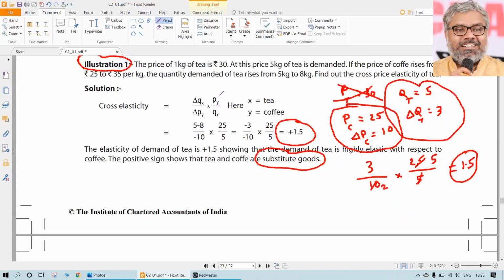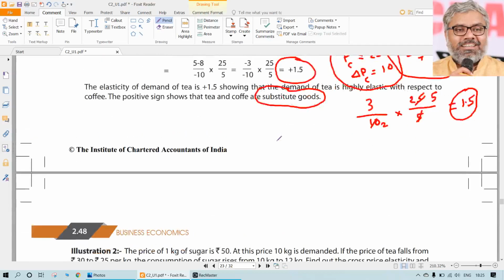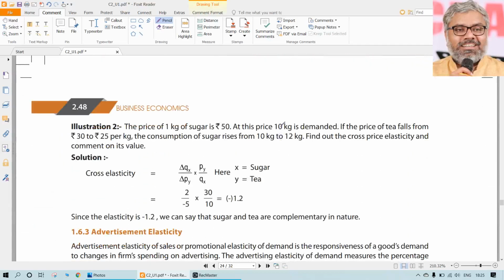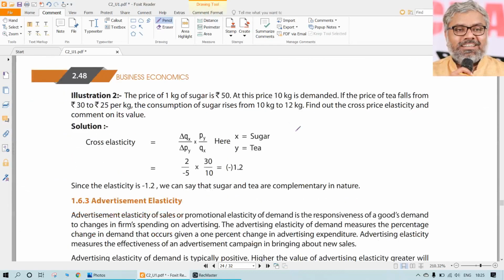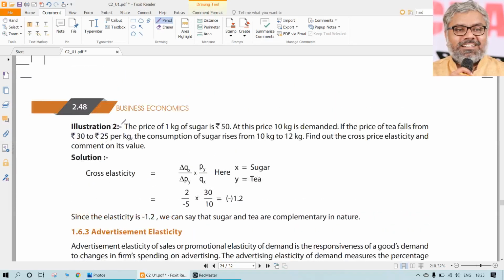Using the formula delta Q by delta P into P by Q. The point here is that delta P and P are related to one commodity, and delta Q and Q are related to another commodity, whatever that commodity may be. Then another illustration can be taken here, that is illustration number 2. Look at this. The price of 1 kg of sugar is 50 rupees. At this price, 10 kgs is demanded. If the price of the tea falls from 30 to 25, consumption of the sugar rises from 10 to 12. Find out the cross price elasticity and comment on its value.